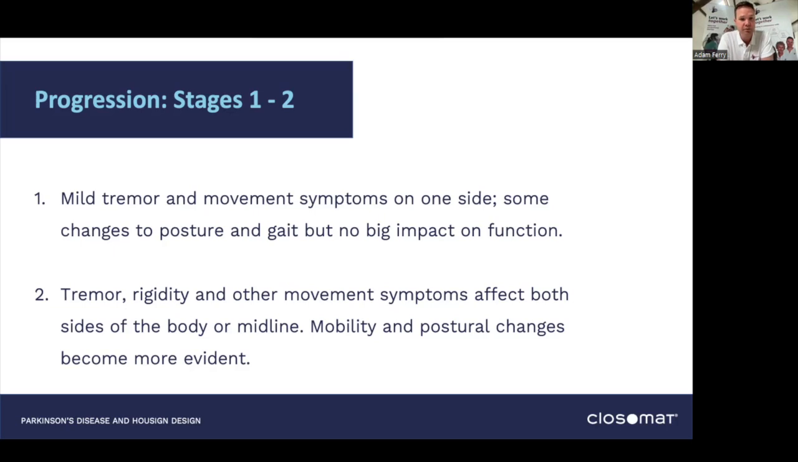Stage 2, tremor, rigidity, and other movement symptoms affect both sides of the body or the midline. Mobility and postural changes can become more evident. So the likelihood is symptoms are starting to have an impact on function and engagement in occupation, but maybe not to the point where the person is unable to be independent.